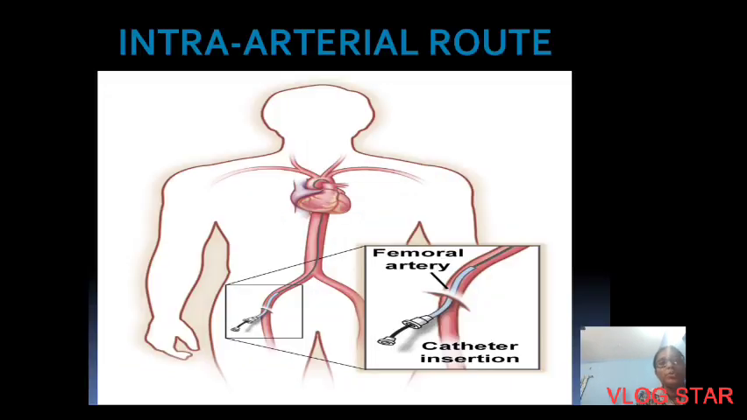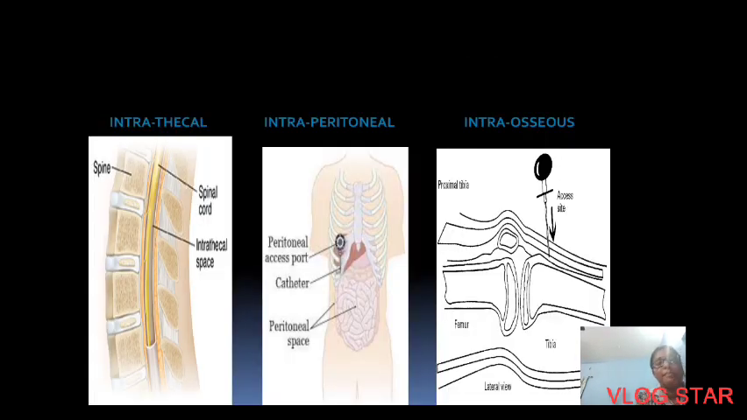Next, moving on to the intra-arterial route, which is injecting the drug into the arteries. It's mainly used for diagnostic purposes, like in angiograms. Apart from that, you have intrathecal, intraperitoneal, and intraosseous. For intrathecal, you can see the picture of the spinal cord. The space between the spine and the spinal cord is the intrathecal space, and mainly spinal anesthesia will be injected through this route.